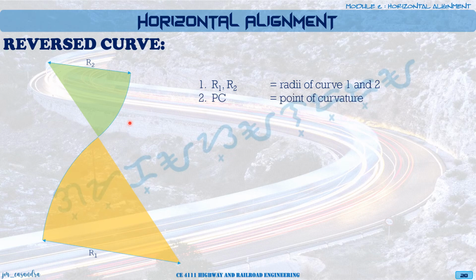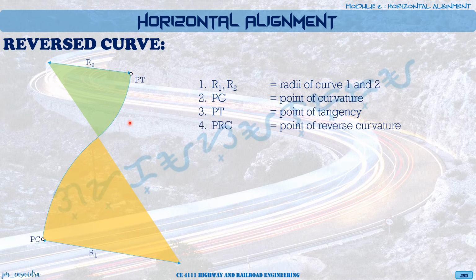We have your point of curvature, PC, which is the start of our curve. Next, we have your PT, or the point of tangency. Then we have your PRC, or the point of reverse curvature, the point wherein the two curves will meet. And then we have T1 and T2, which are the lengths of our tangents for curve 1 and curve 2 respectively. So we have here T1 and T2.